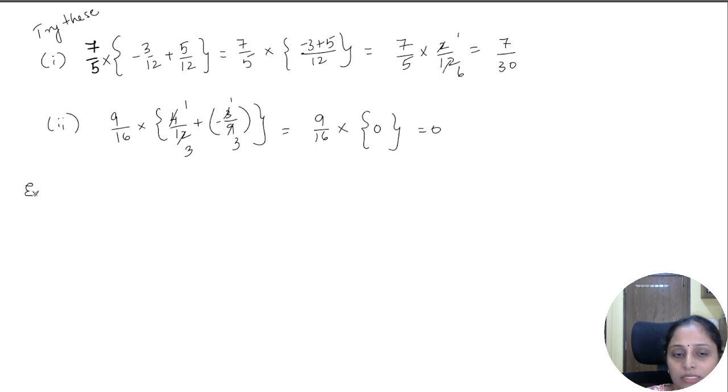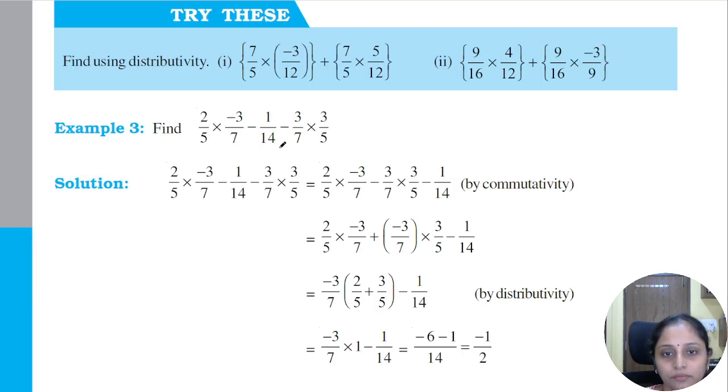Now coming to the third example. Here again they have given us 2 by 5 into minus 3 by 7 minus 1 by 14 minus 3 by 7 into 3 by 5. These are the three elements we are talking about. Now we will be using the properties that we just learned to make our calculations easier. You will notice that I have minus 3 by 7 here as well as here.